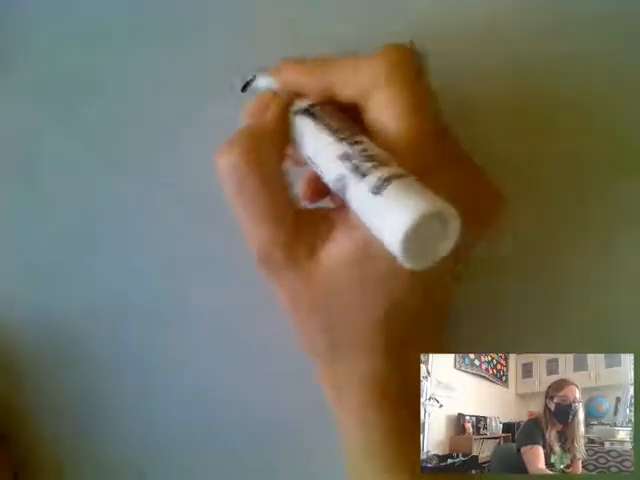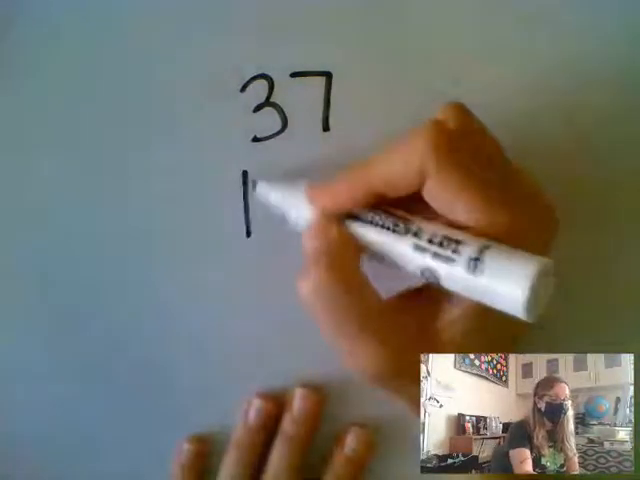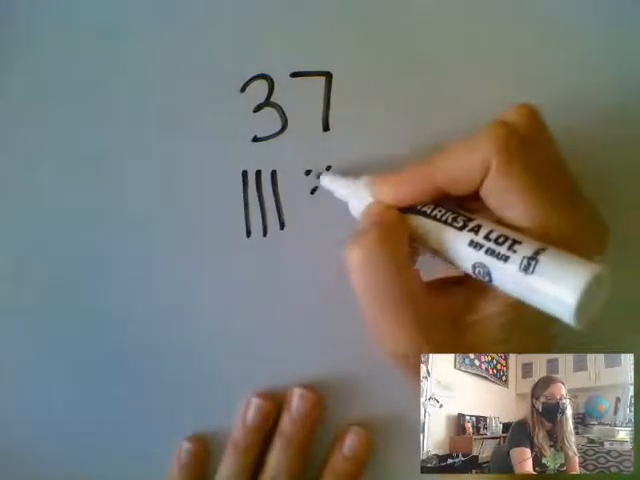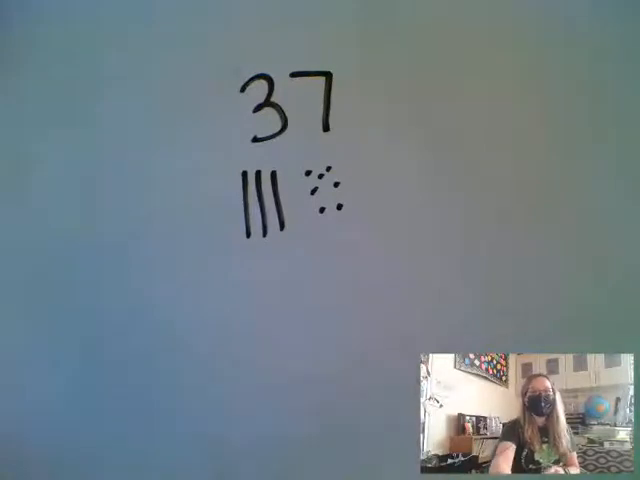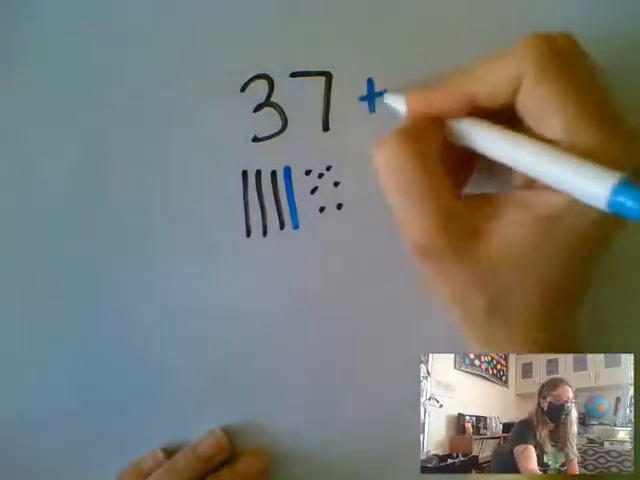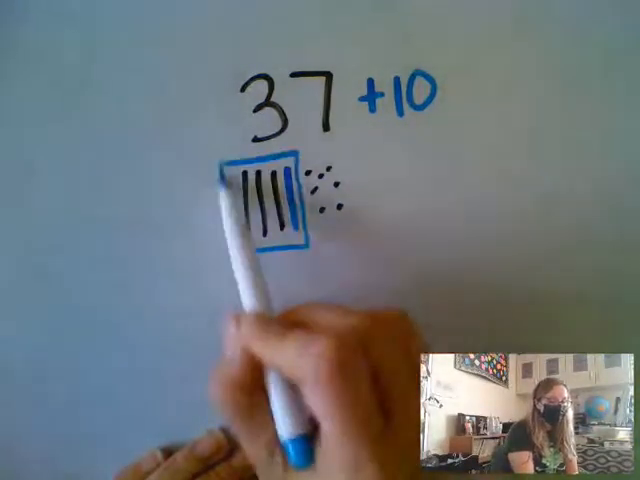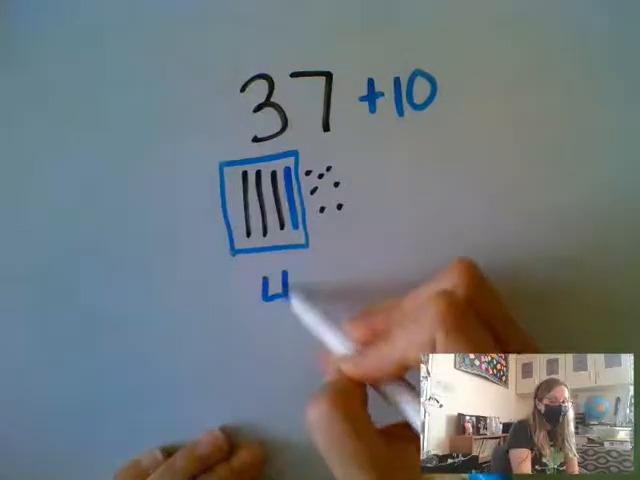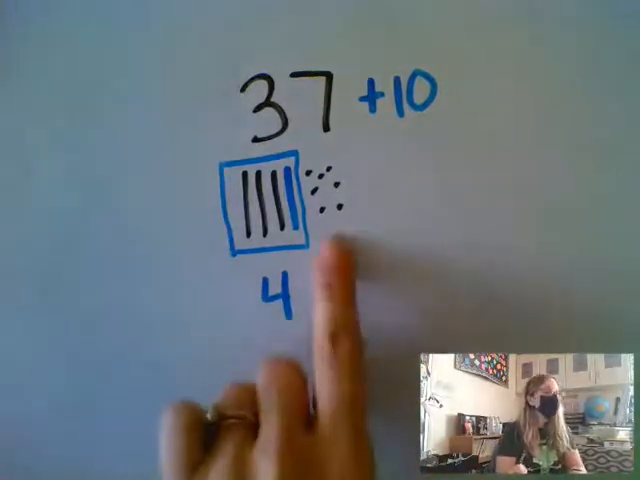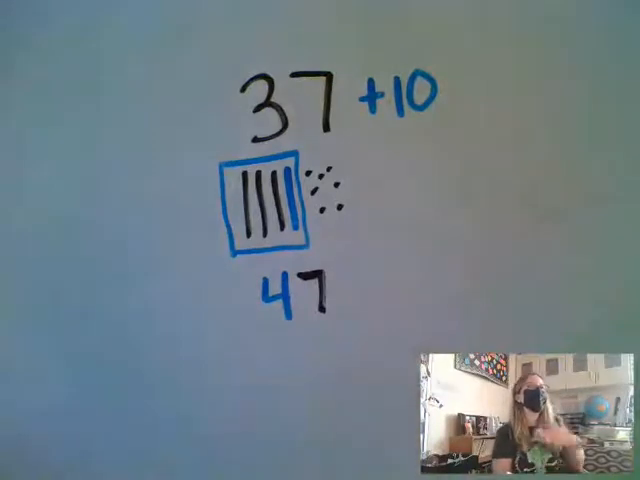Say I have that number again, 37. And I know that 37 is 3 tens and 7 ones. If I add one more 10 to that, or plus 10, now I don't have 3 tens, I have 4 tens. But my ones have stayed the same. So I would have 47, and then 57, and then 67.